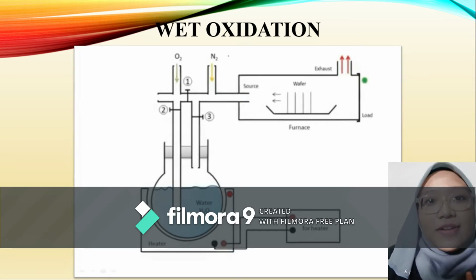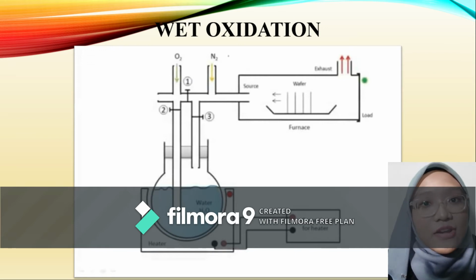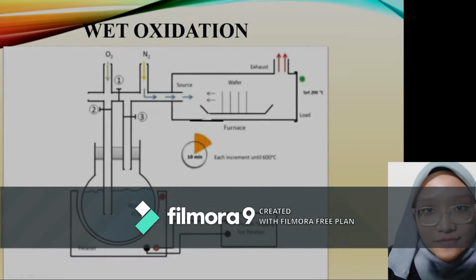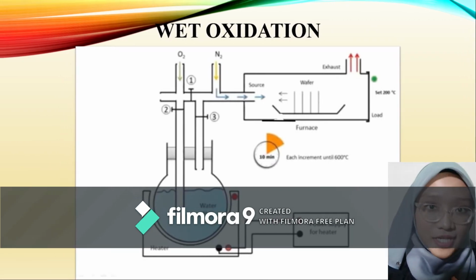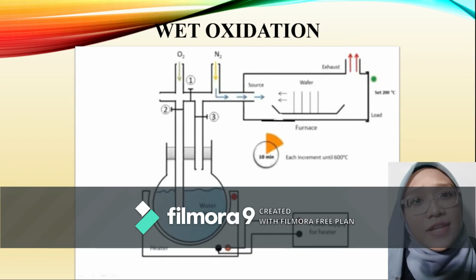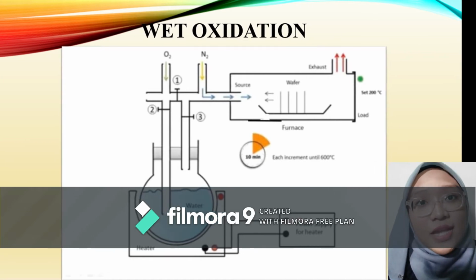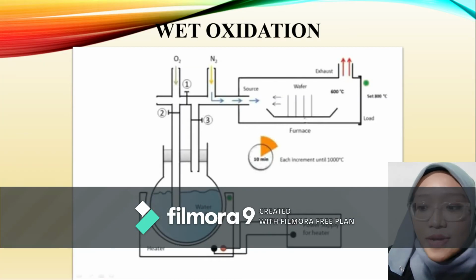Now, for wet oxidation, first, place the wafer in the furnace and turn on the switches. Open the nitrogen gas valve at 11 SLM and set the temperature master control at 200 degrees Celsius. The temperature will be gradually increased until 600 degrees Celsius with an increment of 200 degrees Celsius each time, and wait for 10 minutes after it reaches the set point. Then turn on the water bubbler heater.